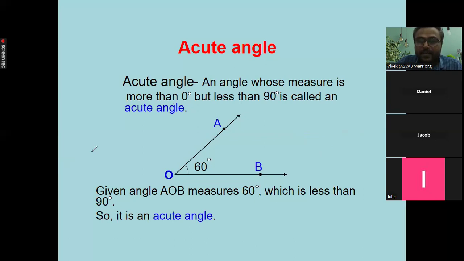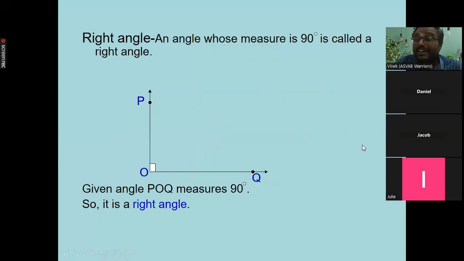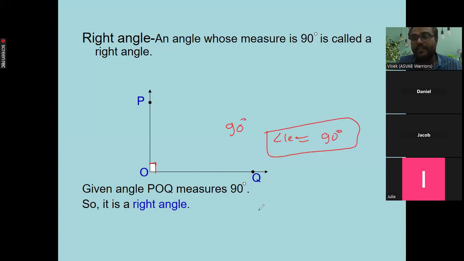Now let's move on to the next type, which is the right angle. What did we study about acute angles? Any angle between 0 and 90 degree is an acute angle. Now, if you have any angle that is exactly equal to 90 degree, let's say angle is equal to 90 degree, that means it is a right angle.